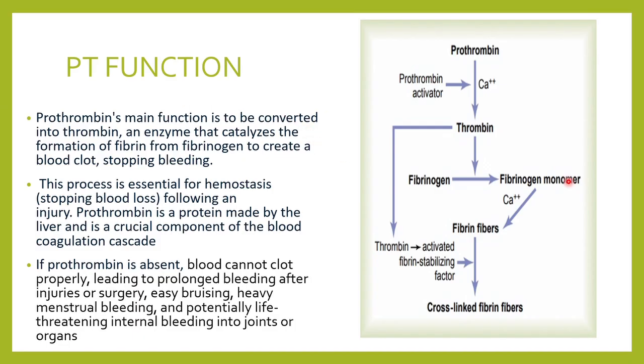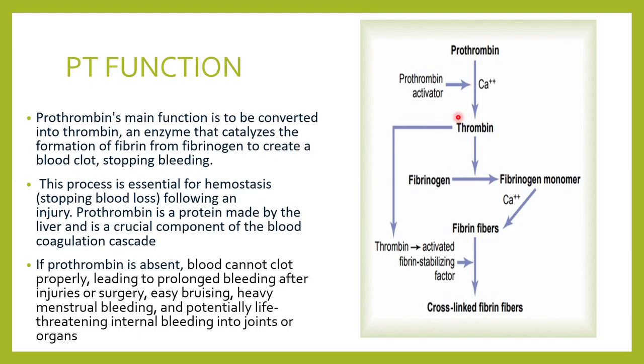So what is the function of PT then? Why do we need this prothrombin? Because prothrombin's main function is to form a blood clot and stop bleeding. This process is very much important for the blood to clot. If there is an injury, we have to form a clot. If there is no clot formation, then there will be bleeding. So prothrombin becomes very important.